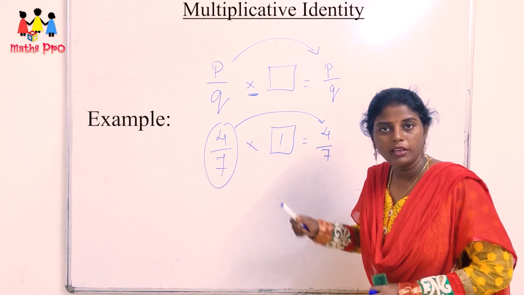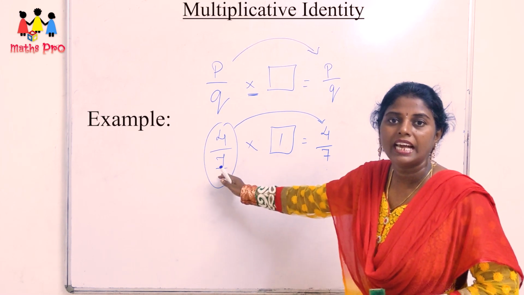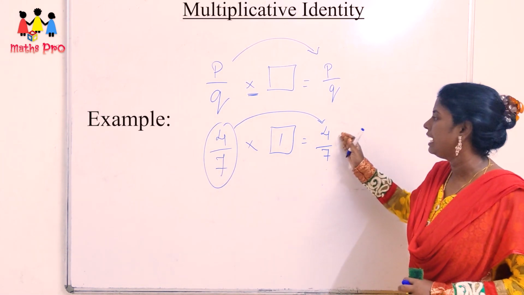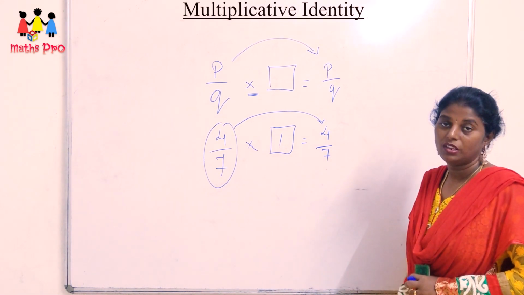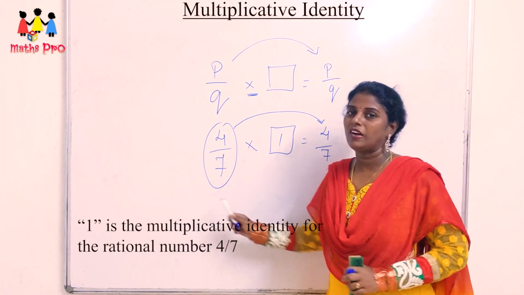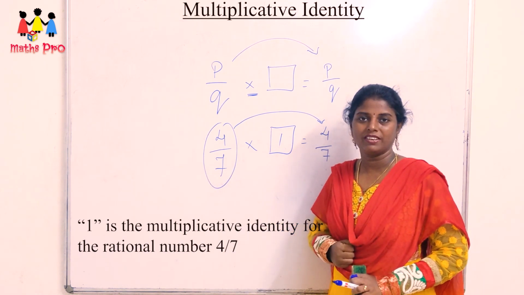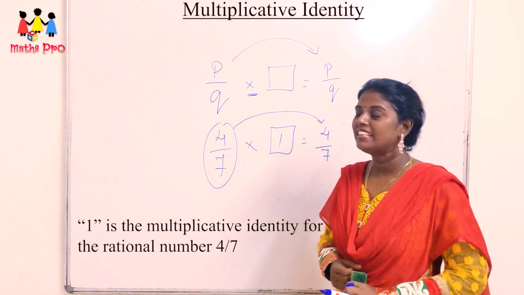If I multiply 1 with the rational number 4 by 7, then I will get the same number, 4 by 7. So here 1 is the multiplicative identity for the rational number 4 by 7. Yes.